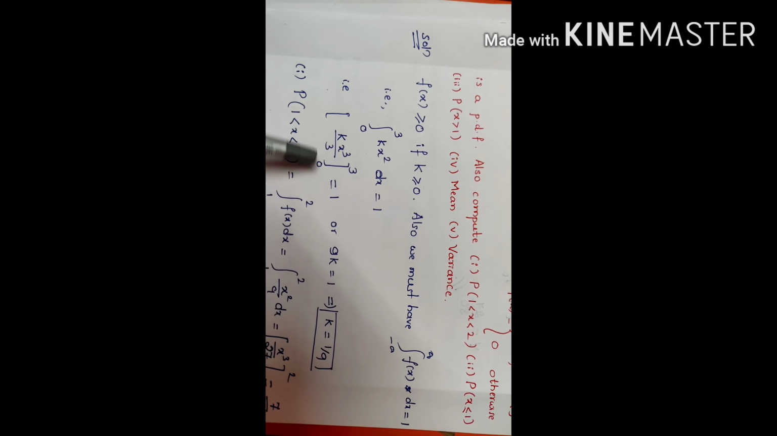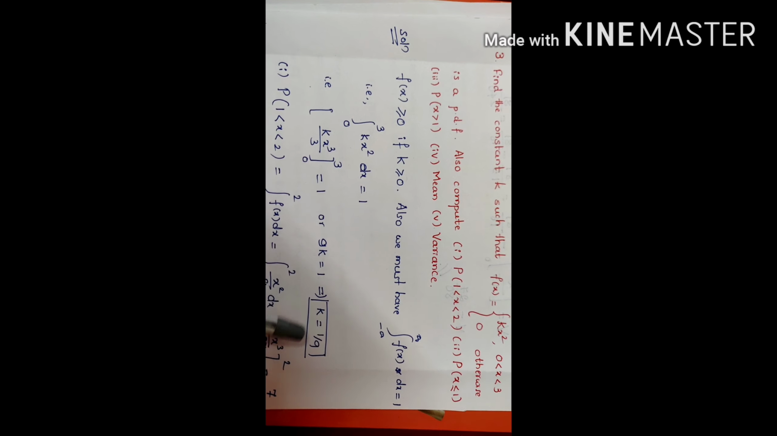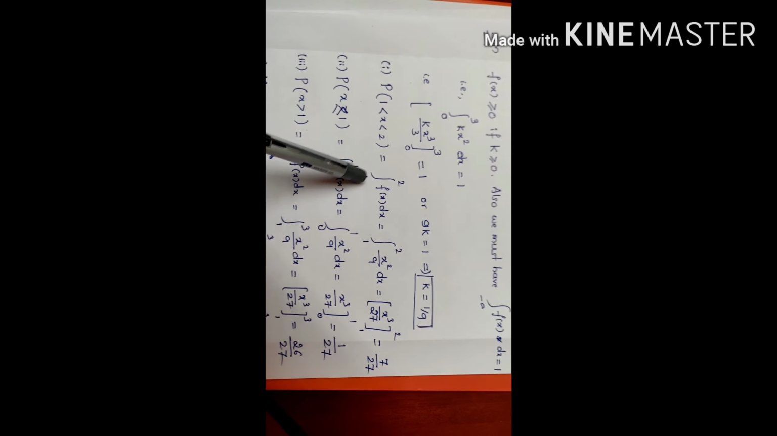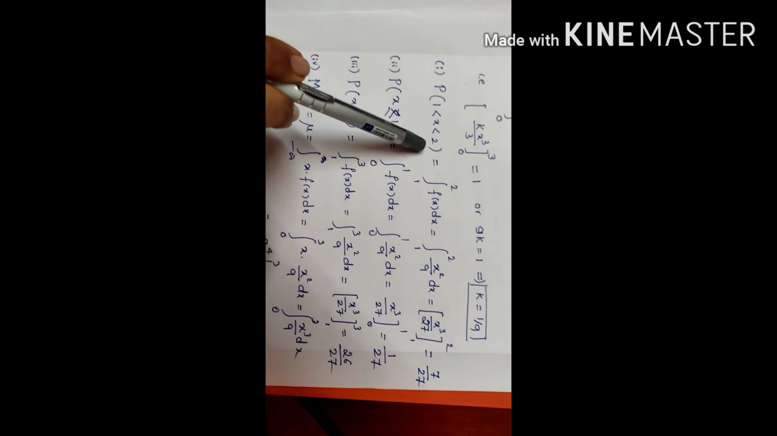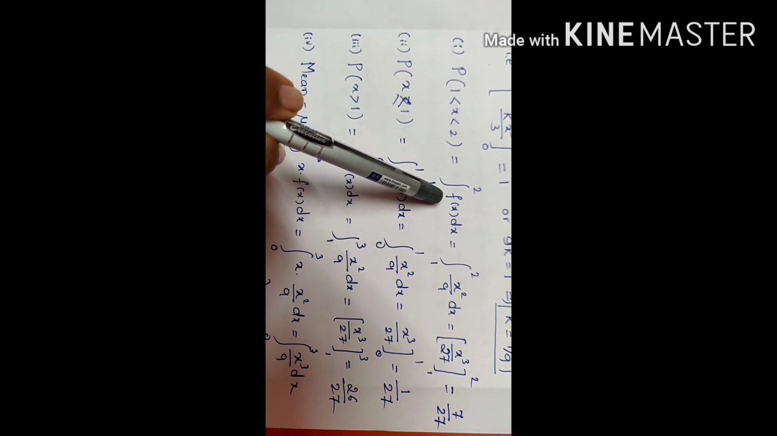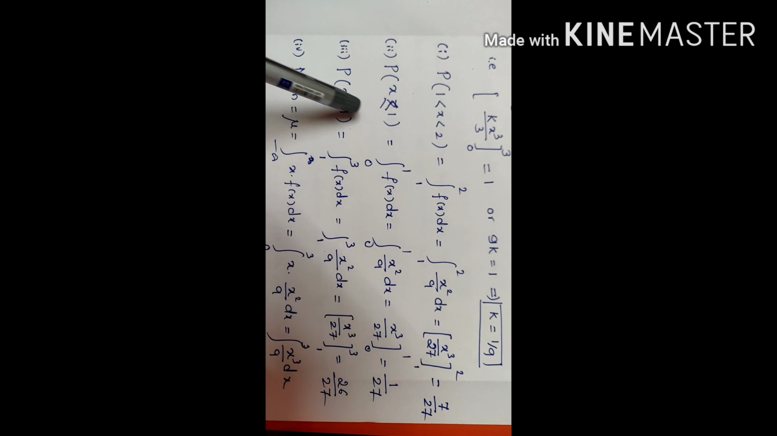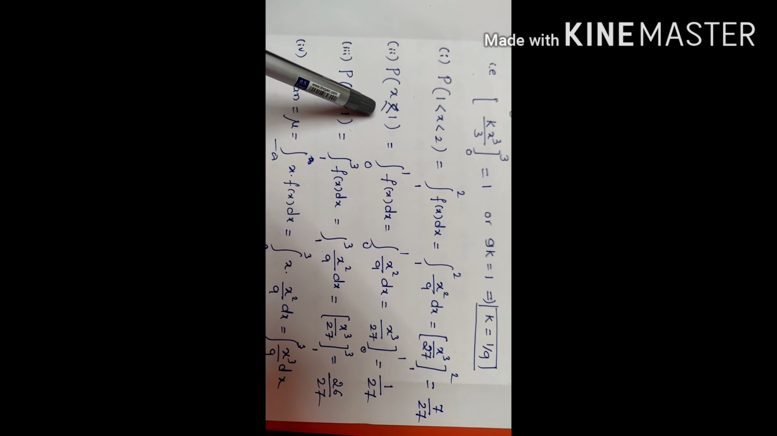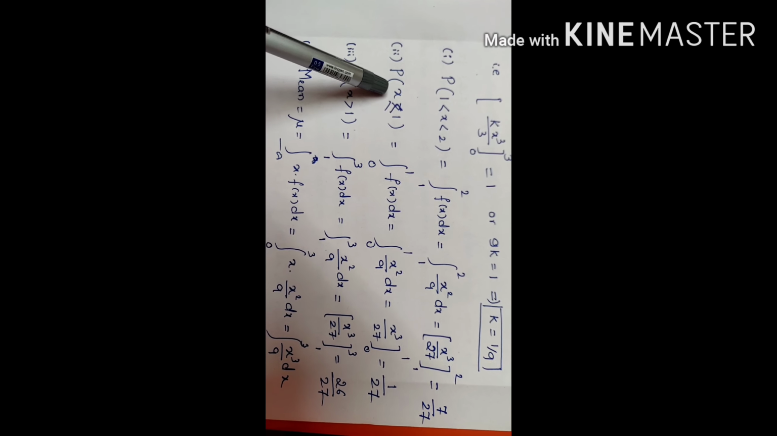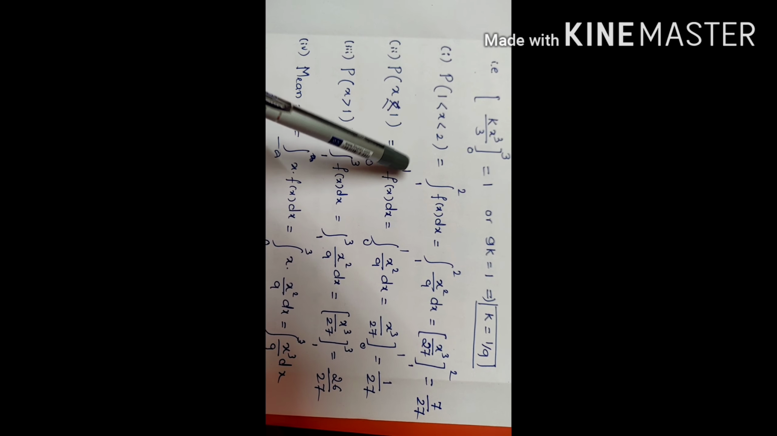First, for 0 to 3 the integral of the function should equal 1, so we found k. Then the probability when x lies between 1 and 2 means the limits are from 1 to 2 only. The interval is already mentioned, so it should be 1 to 2. From 1 to 2 the function takes the value kx square, and k we already found. When x is less than or equal to 1, the maximum value is 1 and below that the function is 0, so the interval should be taken as 0 to 1.